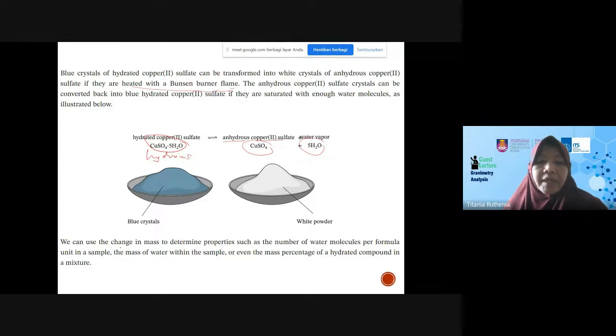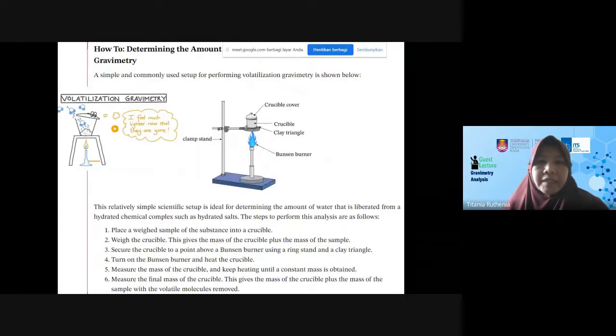And we can use the change in the mass to determine the number of water molecules per formula unit in the sample. So we can find the value of mole of water here, or the mass of water in the sample, or even the mass percentage of hydrated compound in the mixture. So this is one example of the gravimetric analysis using the volatilization method. And this is the simple one.